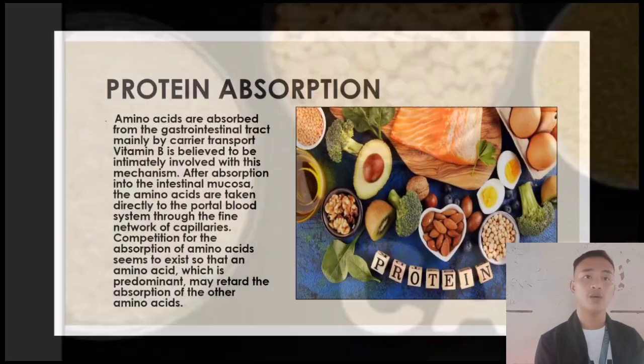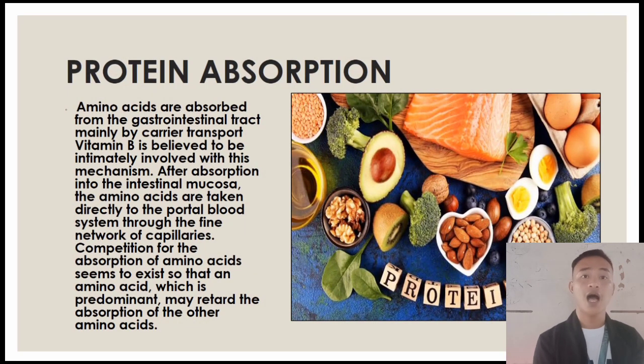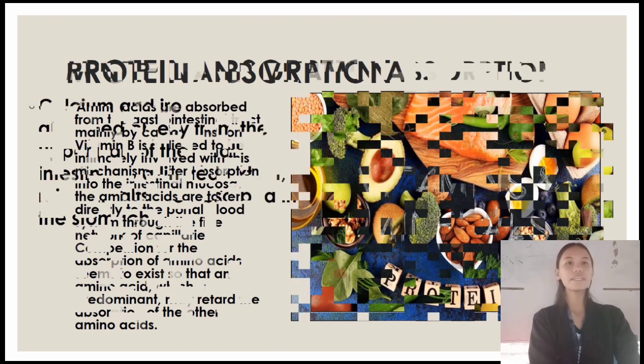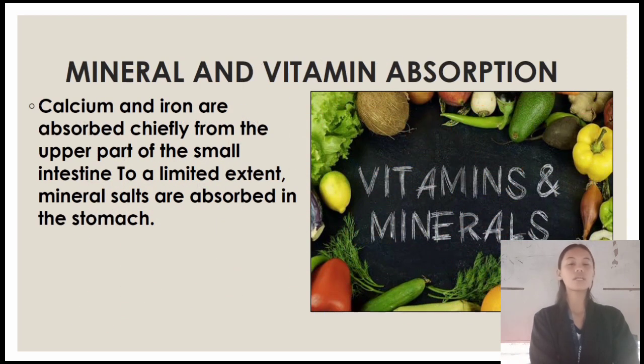And we have also protein absorption. Amino acids are absorbed by the gastrointestinal tract, mainly by carrier transport. Minerals and vitamins absorption. Calcium and iron are mainly absorbed from the upper part of the small intestine, to a limited extent. Mineral salts are absorbed in the stomach.